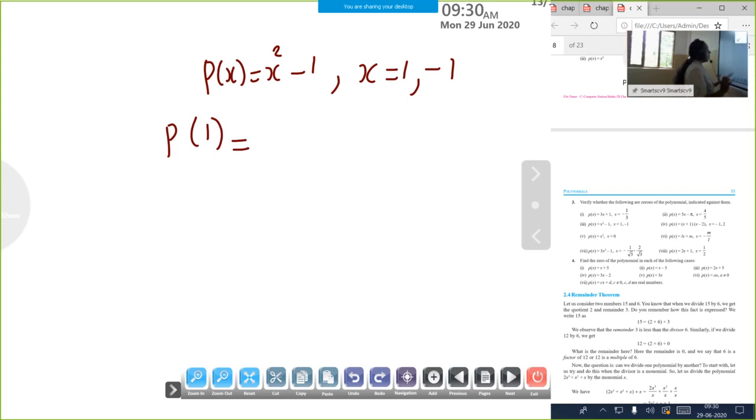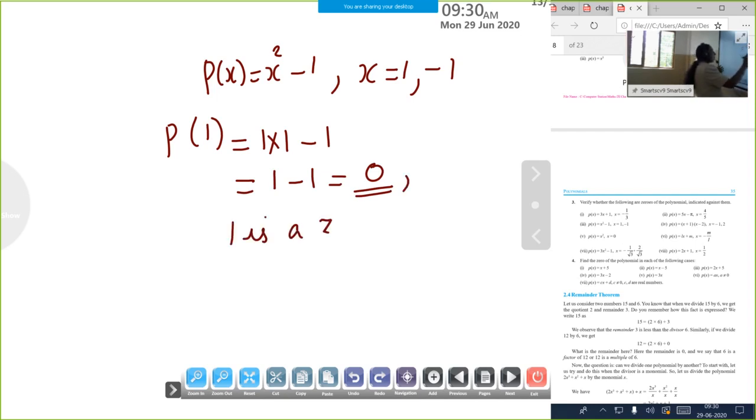Is 1 a 0 of the polynomial or not? In the place of x square, we need to substitute 1 into 1 minus 1. What is our answer? 1 into 1 is 1 itself minus 1. We got the value 0. So what can we write? 1 is a 0 of the polynomial. We substitute the value 1, we got the answer 0, so 1 is a 0 of the polynomial.